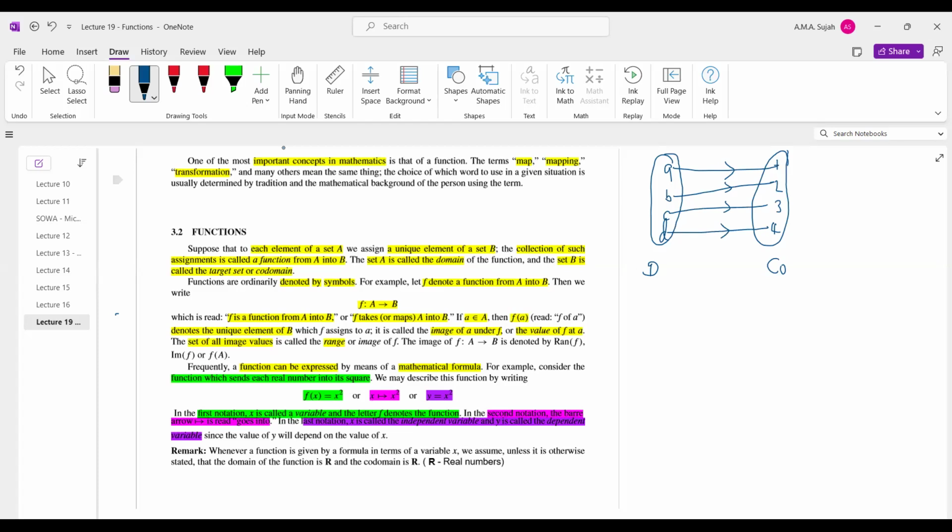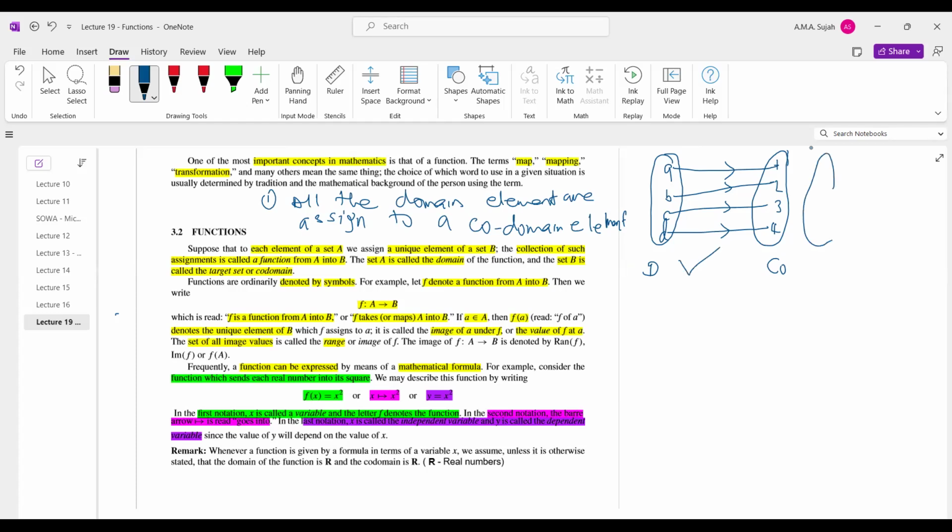So the first point says all the domain elements are assigned to a codomain element. So now you need to check that all the domain elements A, B, C, D are assigned with a codomain element. So we can say this is a function.